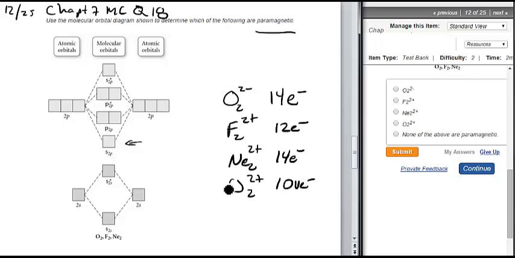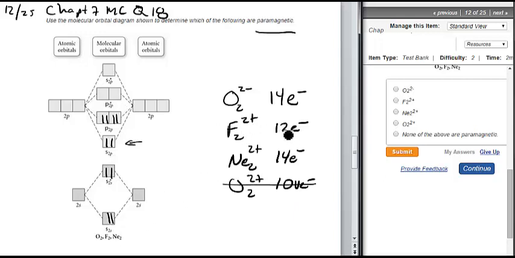Okay, and then we start putting them in. And I'm going to start with the lowest number first. So we've got 2, 4, 6, 8, 9, 10. I see no unpaired electrons, so that is not going to be paramagnetic.